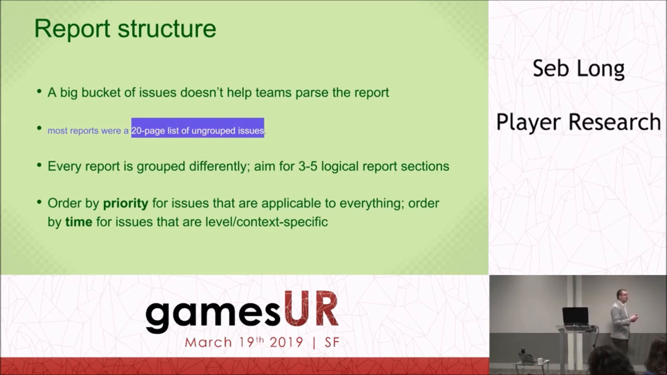There's two approaches to ordering issues within those sections. One, if those issues are applicable to wide swathes of the game, all gameplay, all UI, all menus, you should order them by priority, highest priority first. If the issues you present are specific to a scenario, or you've got a game that's very linear so that things change over time, and each scenario is very different to the next, sort them by time. So start going in time order.